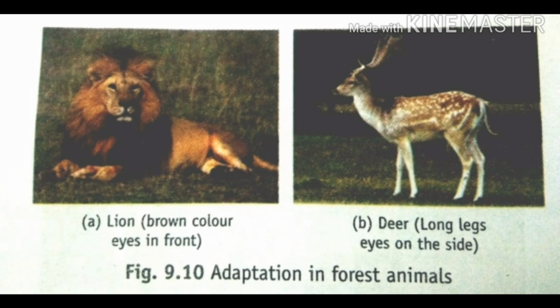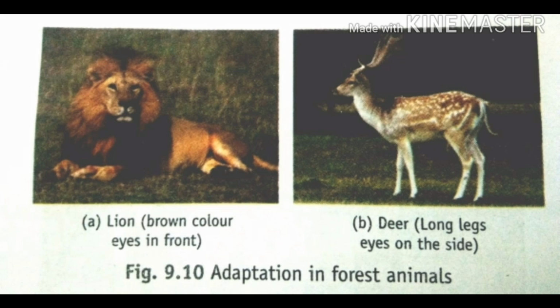Next, deer. Deer is comparatively a small animal to lion and is present in the same habitat. It's a prey for larger animals like lion and so has different adaptations to survive in the same habitat.